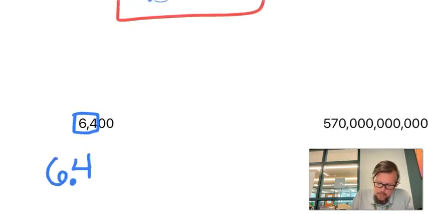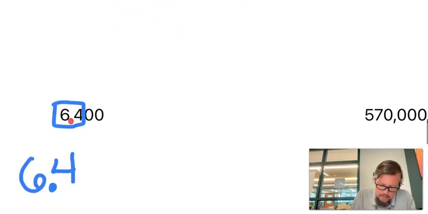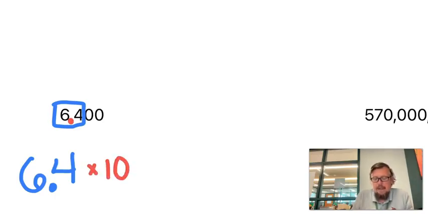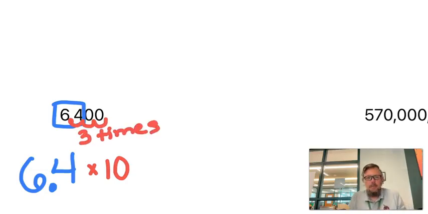So if we look at our original number, 6,400, if we put the decimal in between the 6 and the 4, how many times would we have to move the decimal to get to the end of the number 6,400? Whatever that number of times we move it is, that's the power that we're going to raise 10 to. That's how many times we would have to multiply by 10. So we can move it 1, 2, 3 times. We have to move the decimal 3 times to get to the end of that number. That means we're going to do 6.4 times 10 to the third power. And there it is in scientific notation, 6.4 times 10 to the third power.